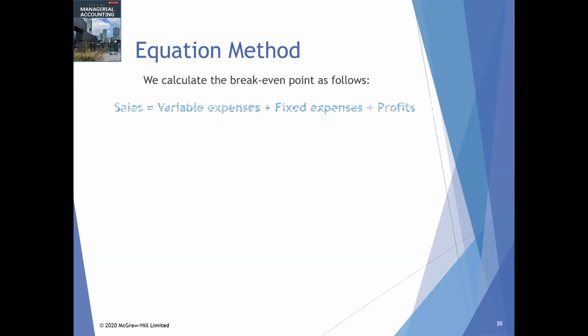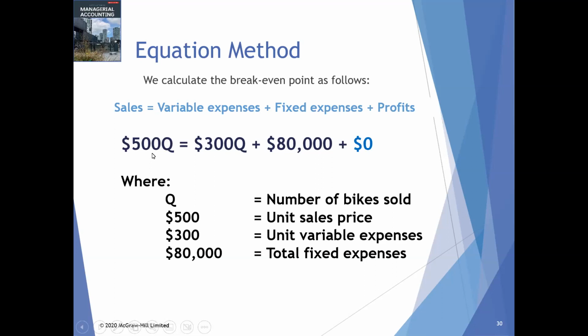Now, next we are just going to calculate like this. 500 is the quantity, so Q: 500Q is equal to 300Q plus 80,000 plus 0, right? So in this case, what is happening here? The 300 is a rate. 300 is here the rate of the variable expenditure per Q. Q means the quantity, so let's say how many units we have. So we are going to calculate this much.